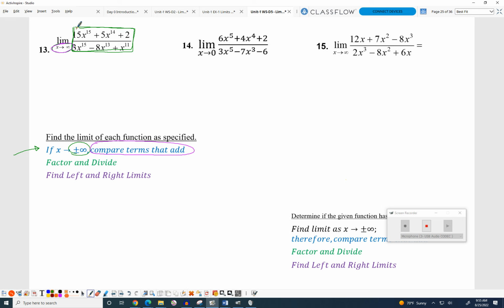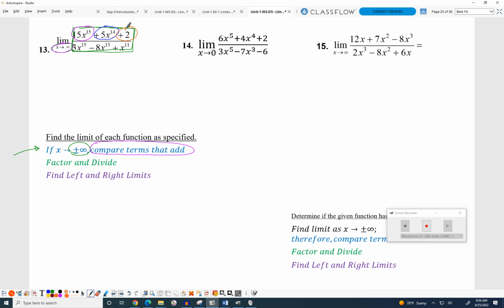When I look at the top, I see terms, things that are being added, and I see 3 of them. I have 15x to the 15th power, being added to a positive 5x to the 14th power, which is being added to simply the number 2. So I see 3 terms in the numerator that are being added.